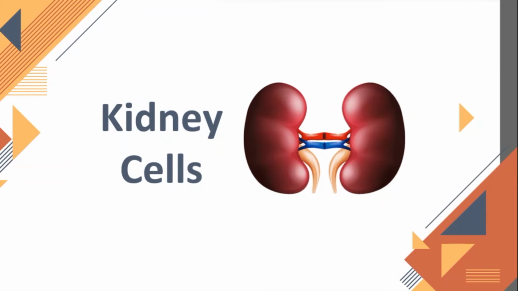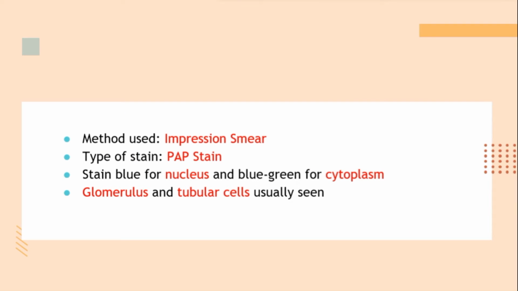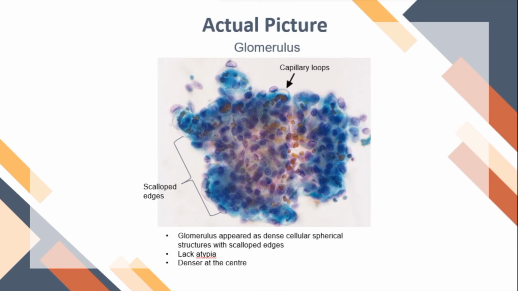Kidney and heart cytology were obtained by using an impression smear and stained with Pap stain. The picture shows cellular morphology of kidney cells. The picture on the left demonstrates the glomerulus, which appeared as a dense cellular spherical structure with scalloped edges. The glomerulus also shows atypia, and the cells appeared denser at the center.